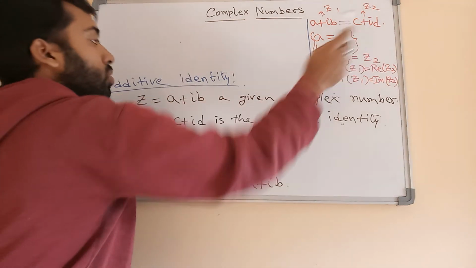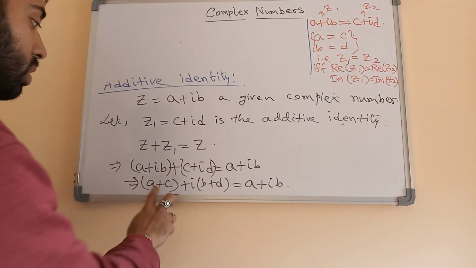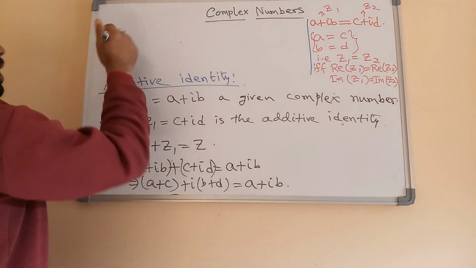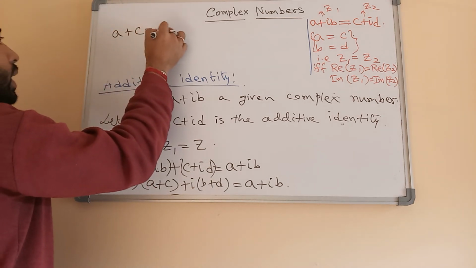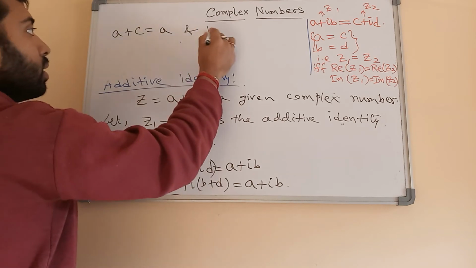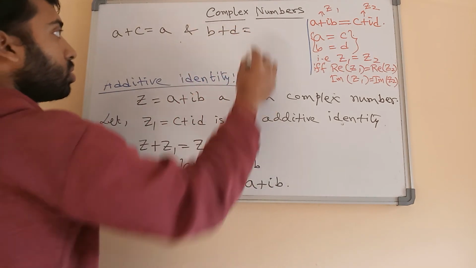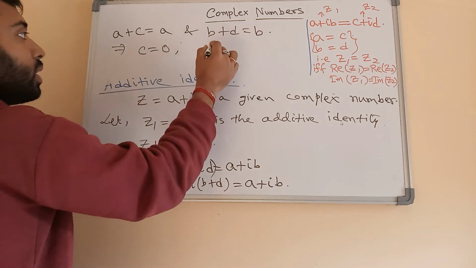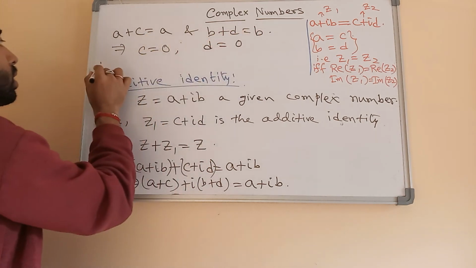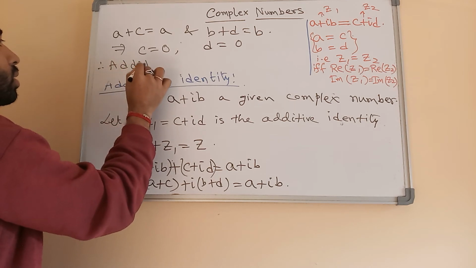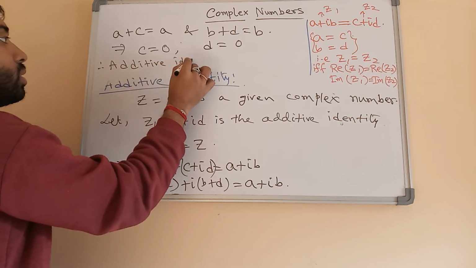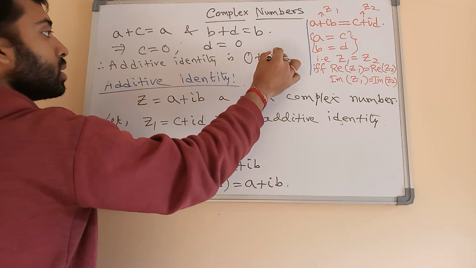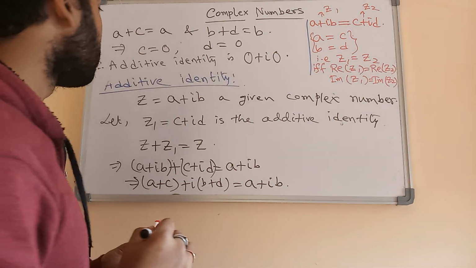So from this rule, I can equate the left hand side and right hand side by taking a plus c equals a and b plus d equals b. So a and a cancel, so c equals 0, b and b cancel, so d equals 0. Therefore additive identity is 0 plus i0.